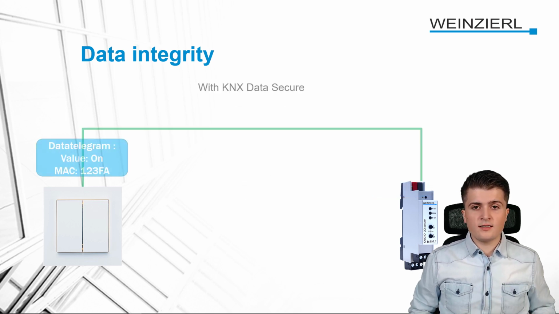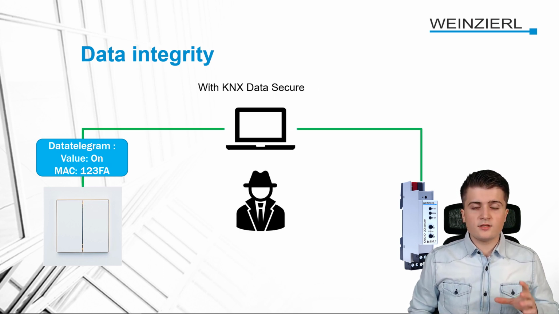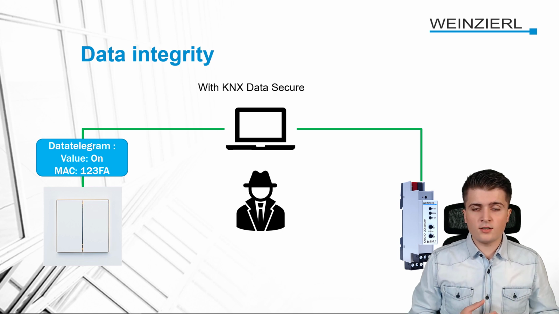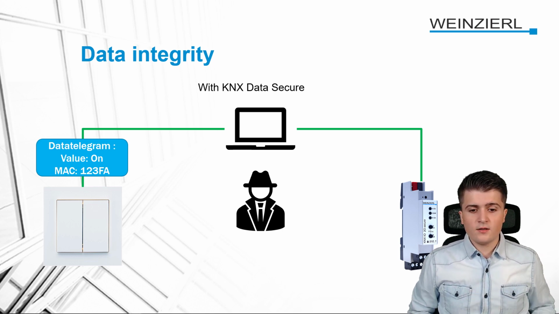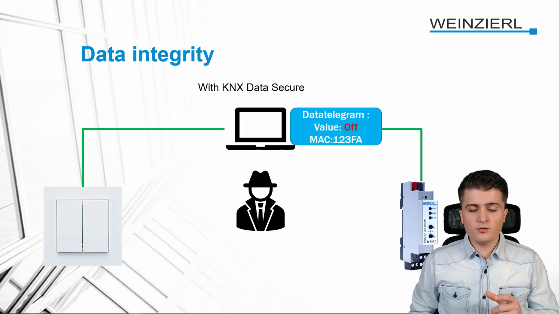However, with KNX Data Secure, this isn't possible any longer, because what we can now see is that in the telegram we also have the field MAC, which stands for Message Authentication Code. And this message authentication code is calculated from multiple values of the data telegram and the security keys. So whenever the push button sensor now sends a telegram, we have this MAC field, and remember that the first pillar also applies, so normally this data telegram is also being encrypted.